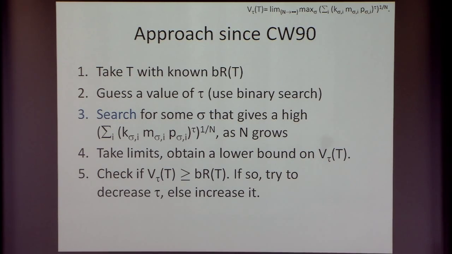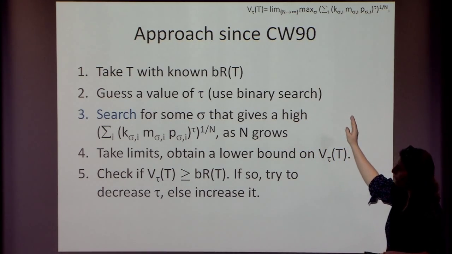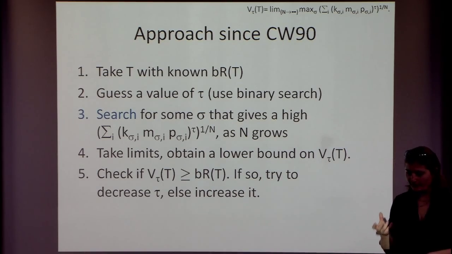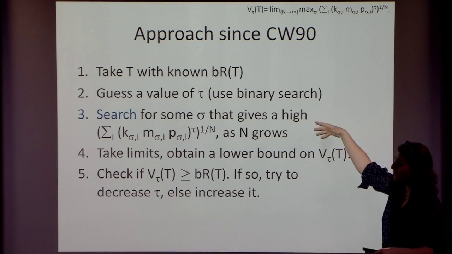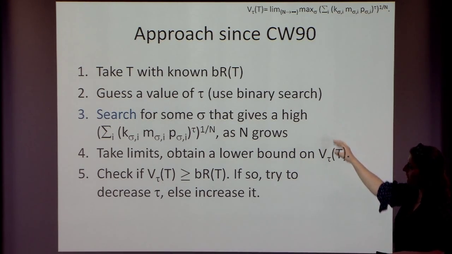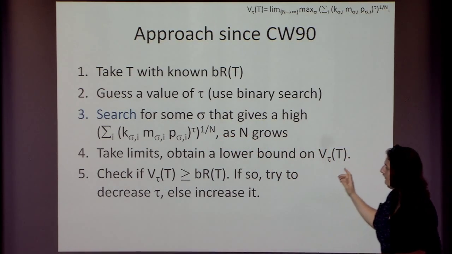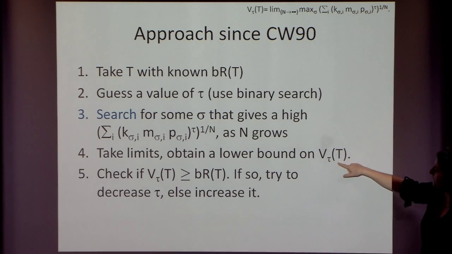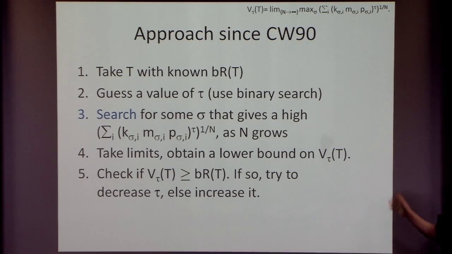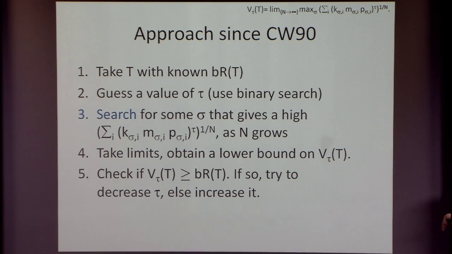So this is the approach everyone has used since Coppersmith and Winograd. I take some tensor with known border rank, I guess some value of tau such that omega will be less than 3 tau. Then I do some search, which is somewhat complicated, and it searches for these zeroings out in a particular value of n, and then you take the limit as n grows, and then you obtain a lower bound on the value at the particular fixed tau that you picked. Then you check if this value is at least the border rank. If it is, then you try to decrease tau, and otherwise you increase it, and you do some binary search.